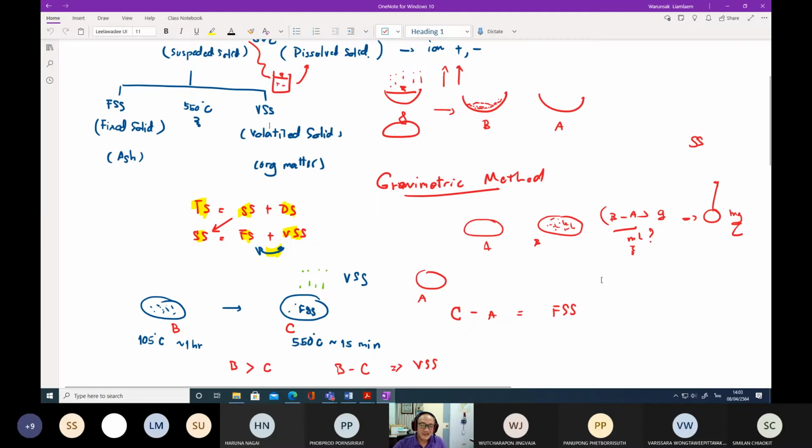So basically we have to convert it into milligrams per liter. Milligrams per liter and grams per cubic meter are basically the same. But anyway, it has to be in milligrams per liter. So these are the ideas about the solids determinations.